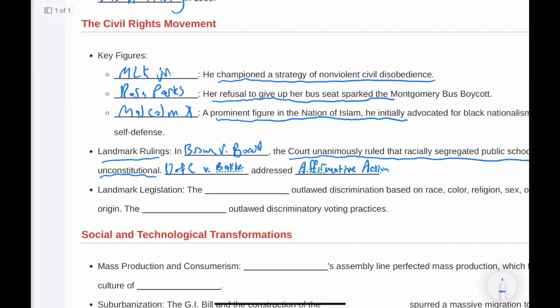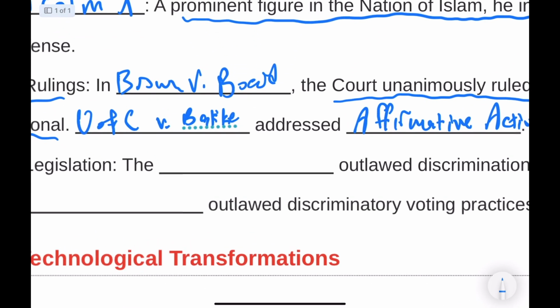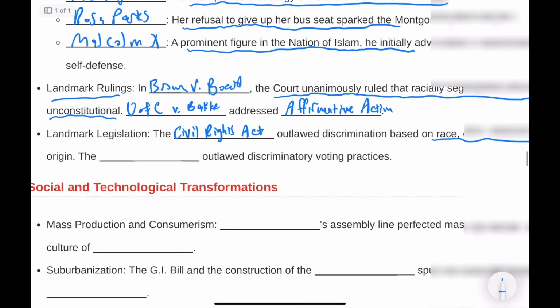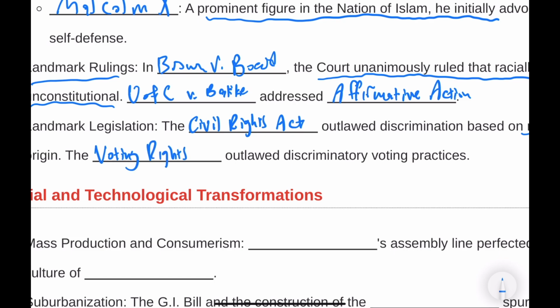All right, and another landmark legislation is blank. This outlawed discrimination based on race, color, religion, sex, or national origin. That would be the Civil Rights Act of 1964. And next we have the blank that outlawed discriminatory voting practices, and that is the Voting Rights Act, and that happened in 1965.